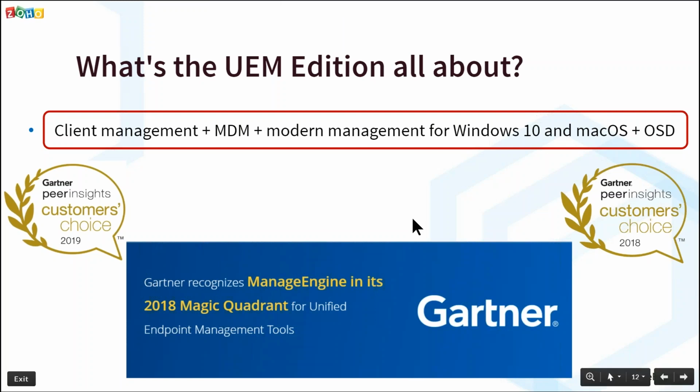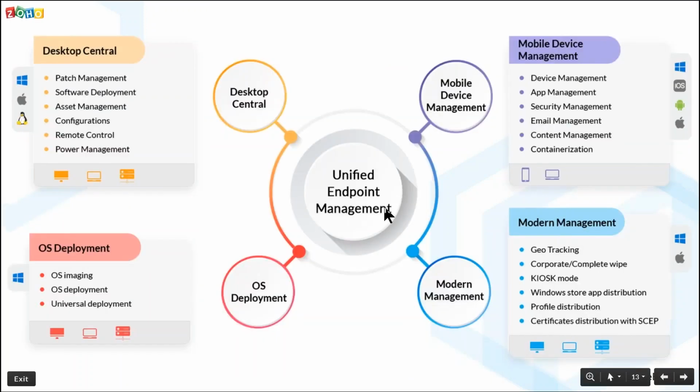And I'm glad to announce that we have been recognized by Gartner as ManageEngine in its 2018 Magic Quadrant for Unified Endpoint Management Tool. And we are also the Customer Choice solution for UEM Edition for 2018 and 2019. Once you go to the Gartner website, you'll be able to find the details about Desktop Central Unified Endpoint Management. And if you're a customer, you can very well share your feedback there too.